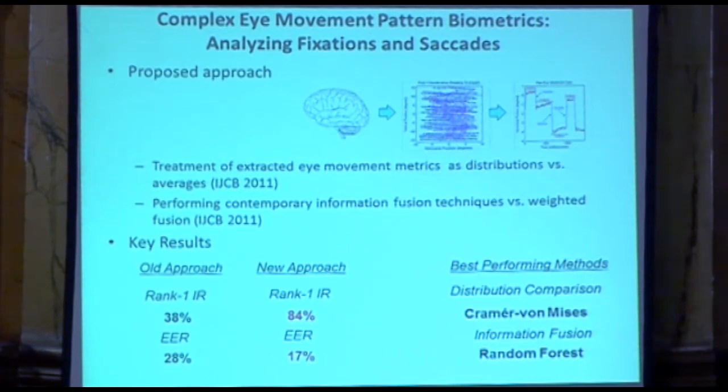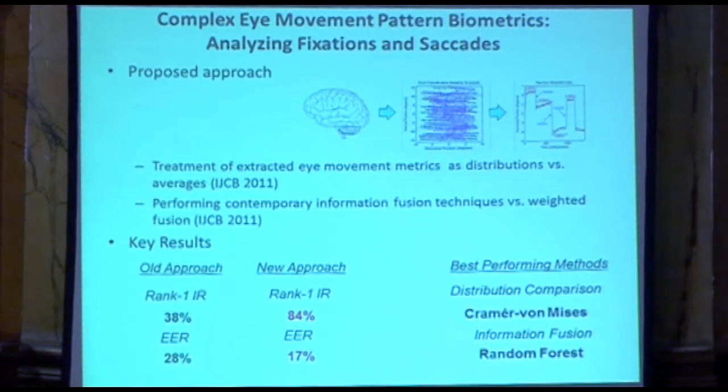So the results of the old work are that the identification rate for rank 1 was 38%, and the equal error rate was 28%. Rank 1 identification for the new approach is 84%, and we were able to reduce the equal error rate to 17%.